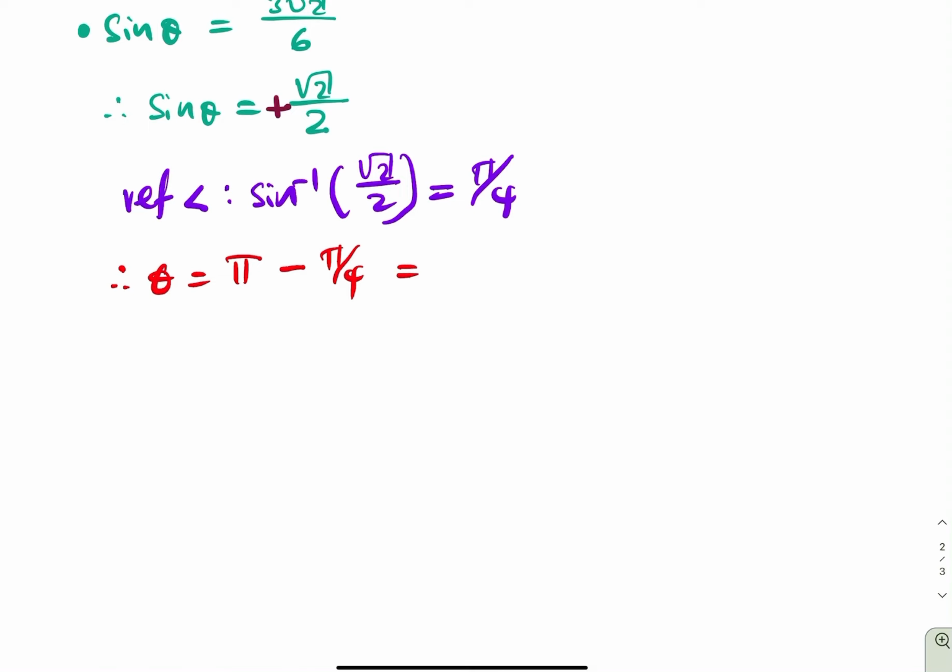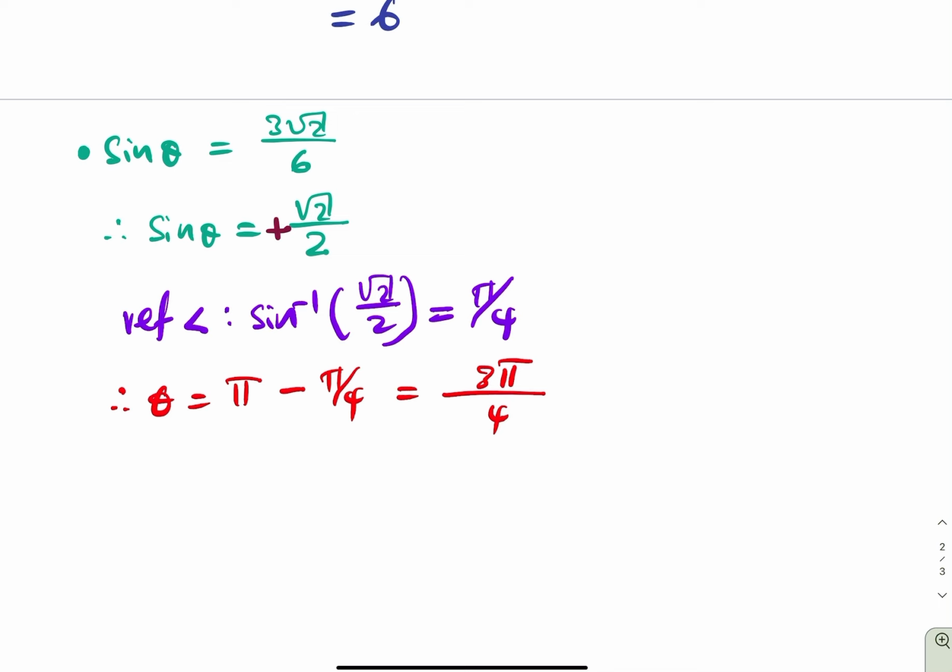Let's check. This is going to be over 4, and this is going to be 4 pi minus pi, so it's primarily 3 pi. Or you can type it in your Casio. It's really going to give you 3 pi over 4, if you do it in that way.